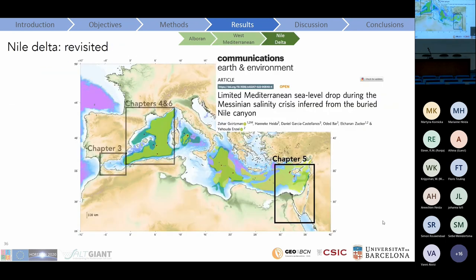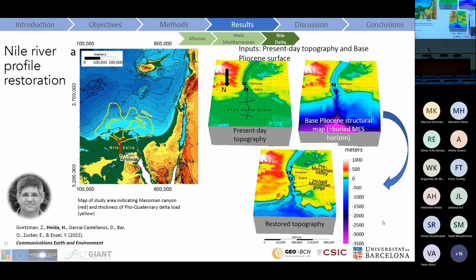So now we'll take a look at the final results in the Nile Delta. This work has been published very recently, led by Zohar Wirtzman at the Geological Survey of Israel. It is based on the Nile Canyon incision that I already talked about during the introduction of this presentation, where recently there has been quite a bit more scrutiny on the results of the final assemblages that are found at the Aswan Dam. The idea is that the fauna that is found is possibly non-marine, and the age is also not very well constrained. So this has put a big question mark on this major incision of the Nile Canyon during the Messinian.